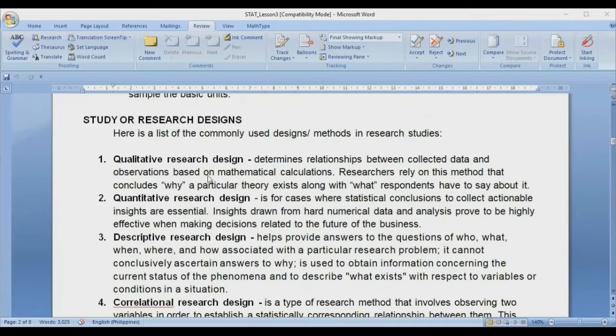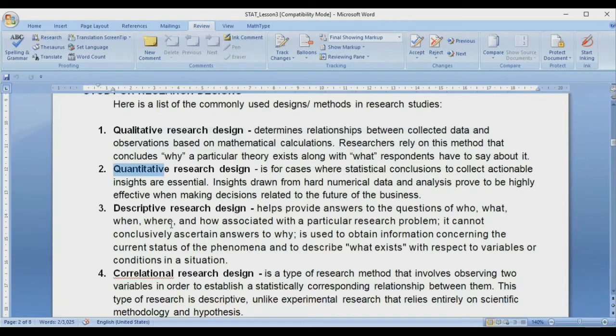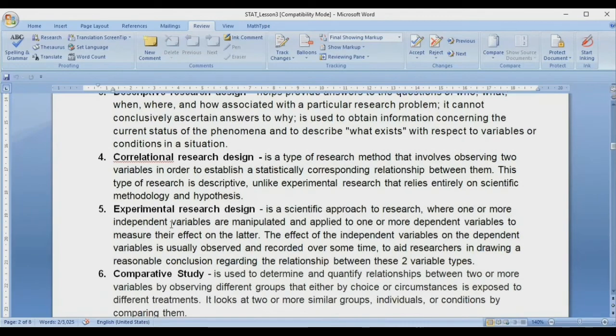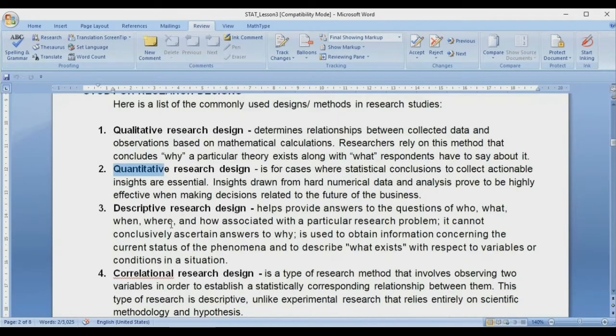So, number 1, qualitative research design determines relationships between collected data and observation based on mathematical calculation. So it answers the questions why and what. So we have 2 main types of research, qualitative and quantitative. Tapos yung quantitative dito, the rest of the research designs are under quantitative, like descriptive, correlation, experimental, comparative, lahat yan under ng quantitative.